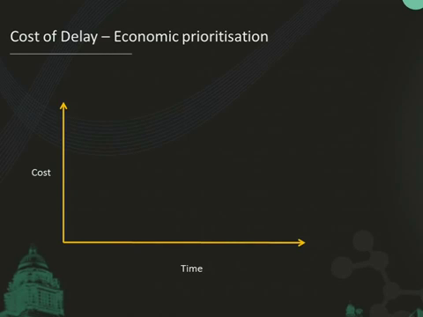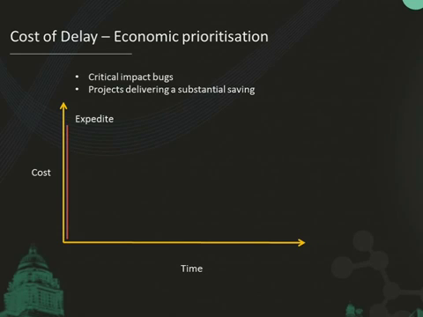So one of the things that David Anderson has in his books is the concept of cost of delay. This is a way of prioritizing your work based on what it will cost if you don't have it in a certain time. The first one is called expedite. If you don't have that work, that project, that feature done by today, what will it cost us? Critical impact bugs, projects delivering a substantial saving, those sort of things. And then fixed delivery dates, where if we don't have it by a certain date, there will be a tangible cost.